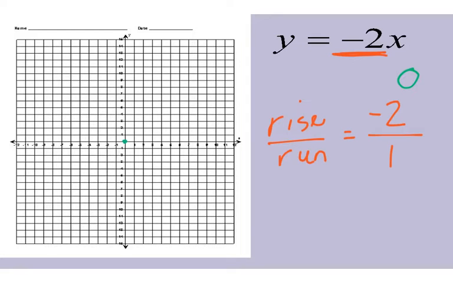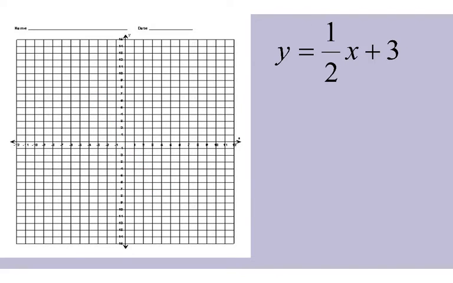So let's try that. I start at my origin where my y crosses, and I go up 2 to the left 1. Down 2 to the right 1. And I can keep going down 2 to the right 1, or up 2 to the left 1. And then I'm going to connect my points. As we practice this, you'll get better at plotting and drawing your lines.